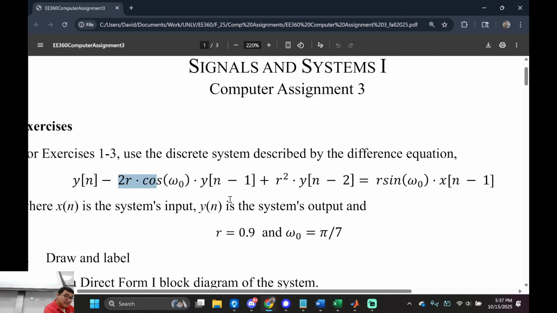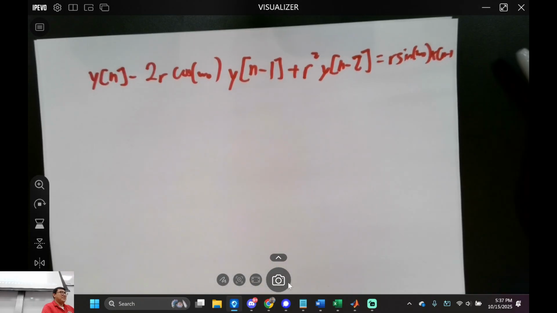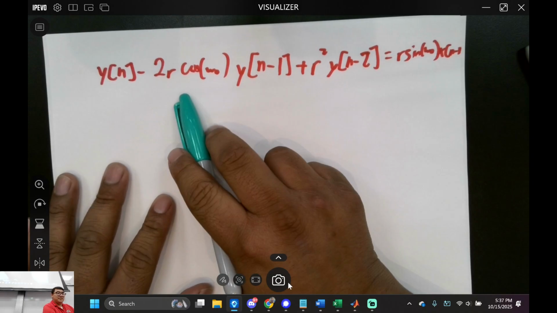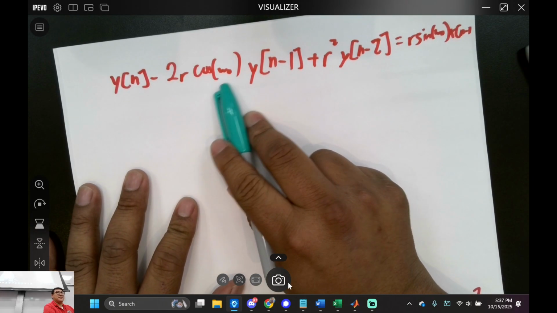Sine x of n minus 1. Okay. Boom. Is that good? Yeah, it could be better. So these are just numbers, okay? 2r cosine omega naught, right?